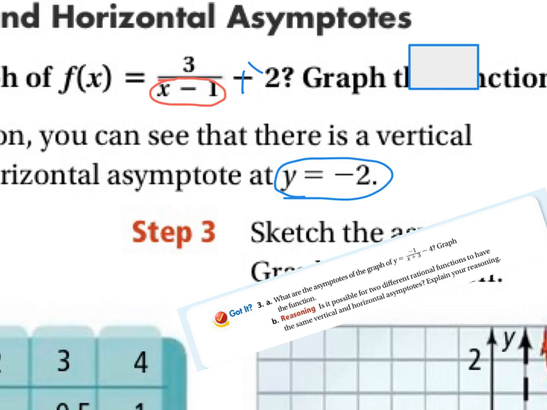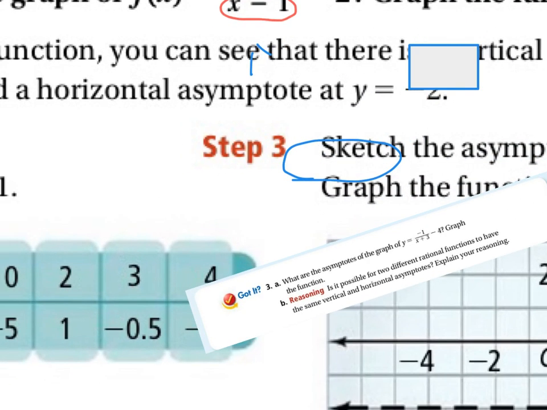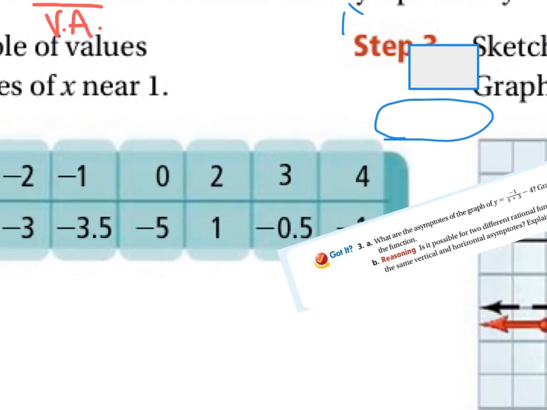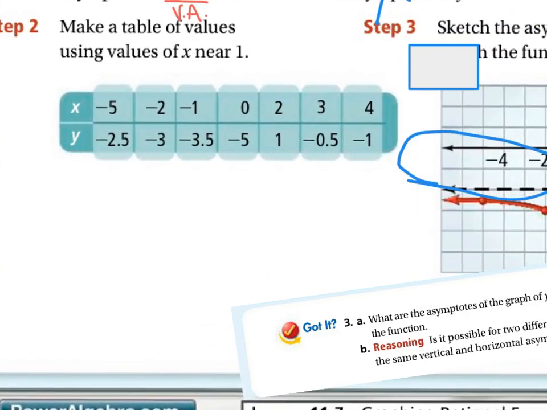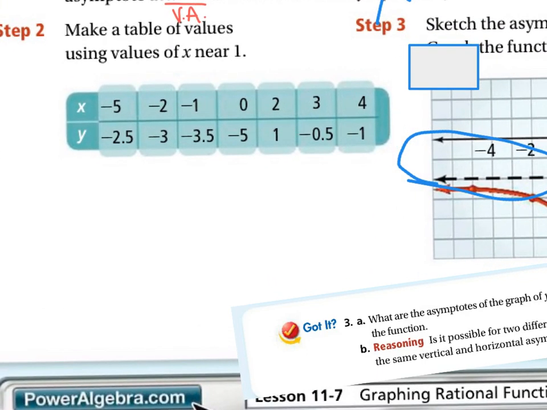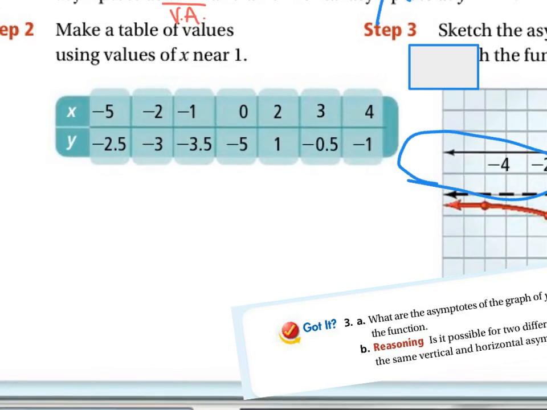Once we have the horizontal asymptote and vertical asymptote, what we want to do is just find some points on the graph. So to find points on the graph, we want to have a few points on both sides. I would say probably 3 points on each side would be good. The book did 7 points altogether.